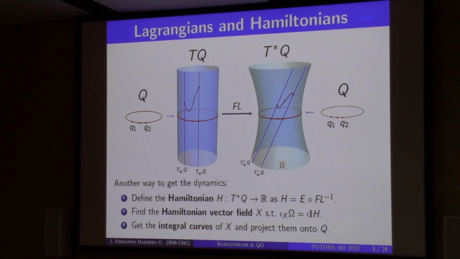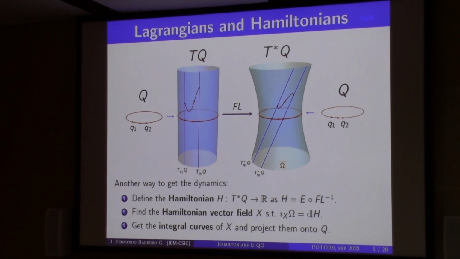Hamiltonian mechanics, in three short steps, you can describe it. So now, with the help of this fiber derivative and the energy, you define a real function on the cotangent bundle. You call that the Hamiltonian. Now, with the help of the canonical symplectic structure that you have there and the exterior differential of the Hamiltonian, you define the Hamiltonian vector field by solving this equation. This is the interior product of the field with the symplectic form. And once you have this, the integral curves of this vector field projected onto the configuration space give the dynamics.